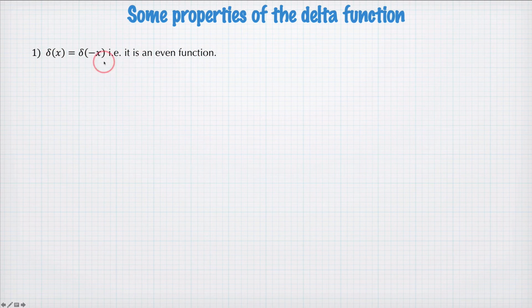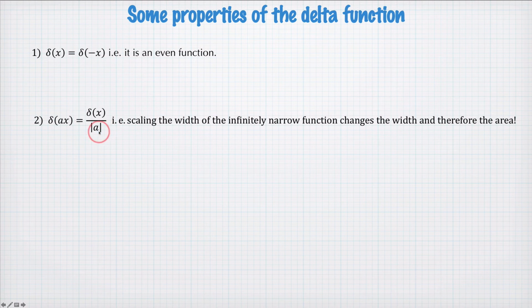Delta x is an even function, so delta x is equal to delta minus x. You can scale the delta function. If you put a scaling factor a in here, then this is equal to delta x divided by the absolute value of a, which is kind of saying that scaling the width of this infinitely narrow function changes the width and therefore the area. So if you make a something which is bigger than 1, you make it narrower and you divide the width when you integrate this by a factor of a.